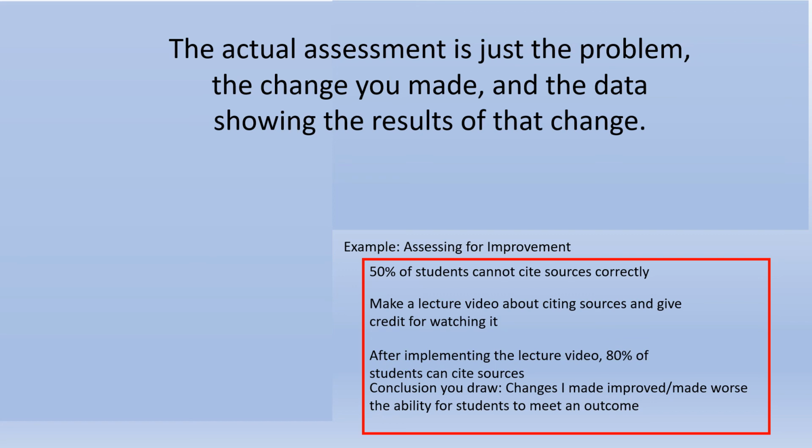Everything else is trying to account for things or get you to do things in a certain way. But when you're actually thinking about what you need to do for your assessment, you just need to find a problem, make a change, and then show the results of that change. And that's assessing for improvement. That's the highest goal of what we have for you to do right now. So just keep this in mind as you're going along. It's not as complicated as maybe it seems when you're thinking about it abstractly.